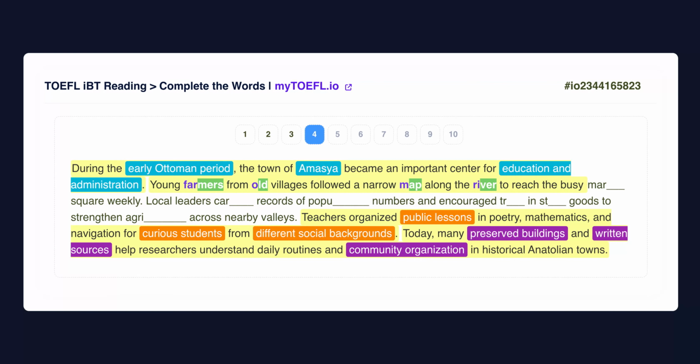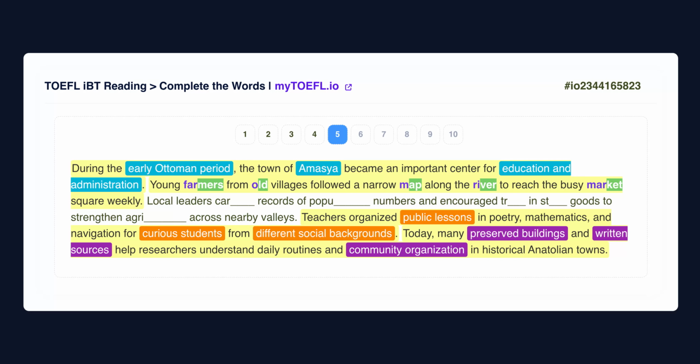Let's identify the destination of the farmers in the town. Think about where people go to trade and meet others weekly. Young farmers from old villages followed a narrow map along the river to reach the busy Mar-blank Square weekly. The word starts with M, A, and R, and there are three blanks left to finish it. We are looking for a type of square that would be busy on a weekly basis. Given that farmers are visiting from nearby villages, they are likely there to buy and sell goods. Based on what is provided, the word that describes this center of commerce is market. This fits the context of a bustling town center perfectly.